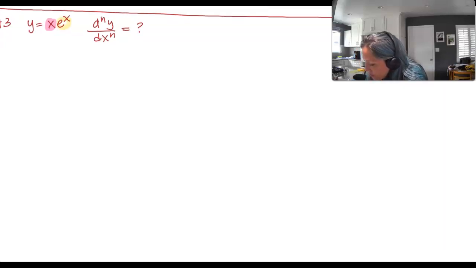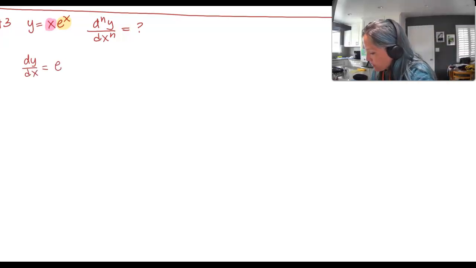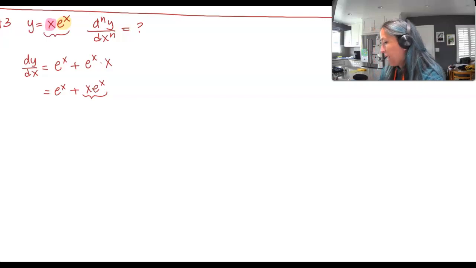So let's just go ahead and take our first derivative, and then we'll have to keep taking a couple more to see if we can find a pattern. So dy dx is going to be our product rule. So derivative of the first times the second plus the derivative of the second times the first. So we end up with something that looks very much like our original problem, right? So we end up with this plus x e to the x. So we can see, okay, we already have sort of a repeat happening of what we had before.